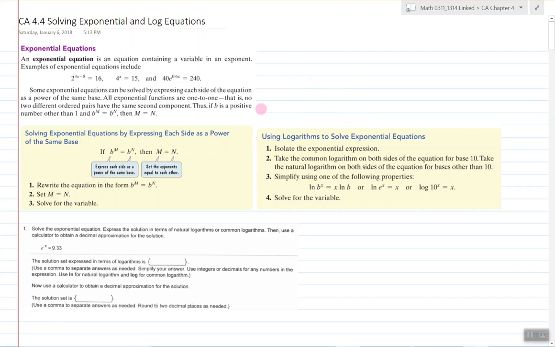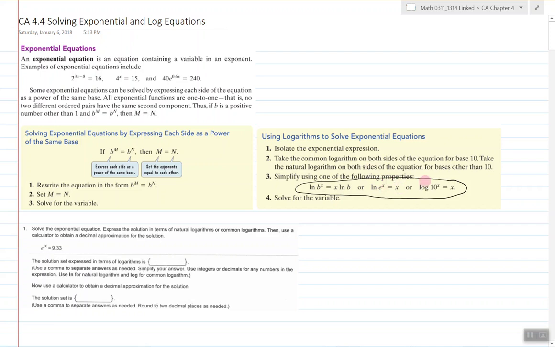Instead, what we're going to do is isolate the exponential expression. We're going to take the common log on both sides of the equation for base 10. Take the natural logarithm on both sides for bases other than 10. And then we will use one of these properties. Remember, the power rule said the x could come out as a coefficient. If instead we have the ln of e to the x, we know that we get x.